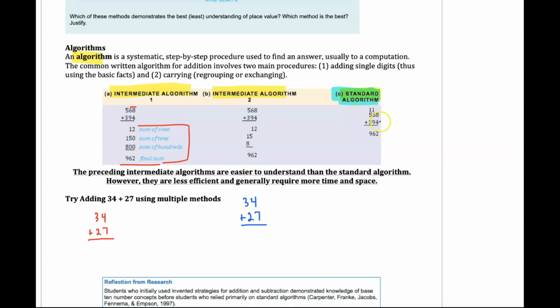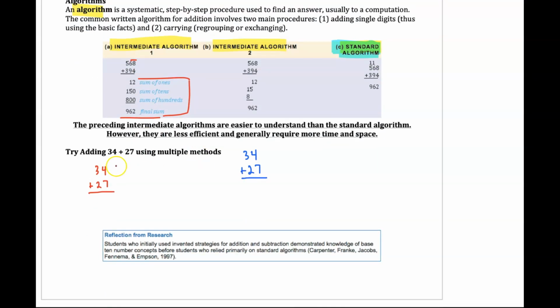Here is the standard algorithm. 8 plus 4 is 12. You keep the 2 and carry the 1. And again, most students don't know what they're doing when they carry the 1. They just memorize the steps. And we'll look at what's going on here. And then you do 1 plus 6 is 7, plus 9 is 16. Keep the 6, carry the 1. And then you end up with 1, 5, 3, 9.